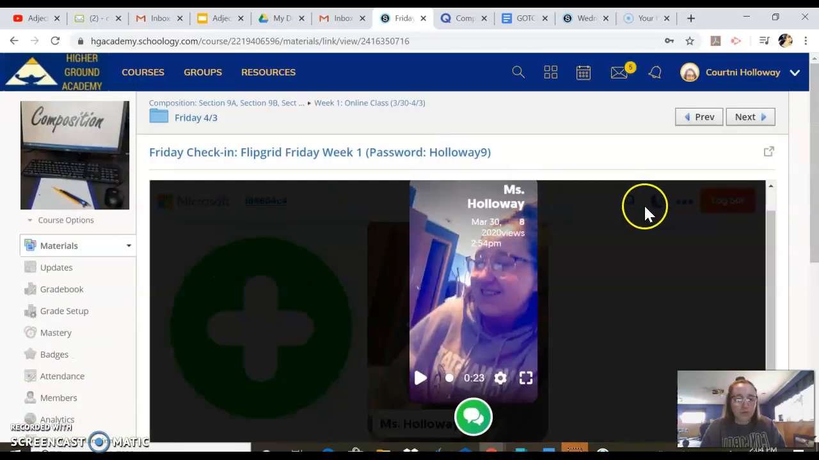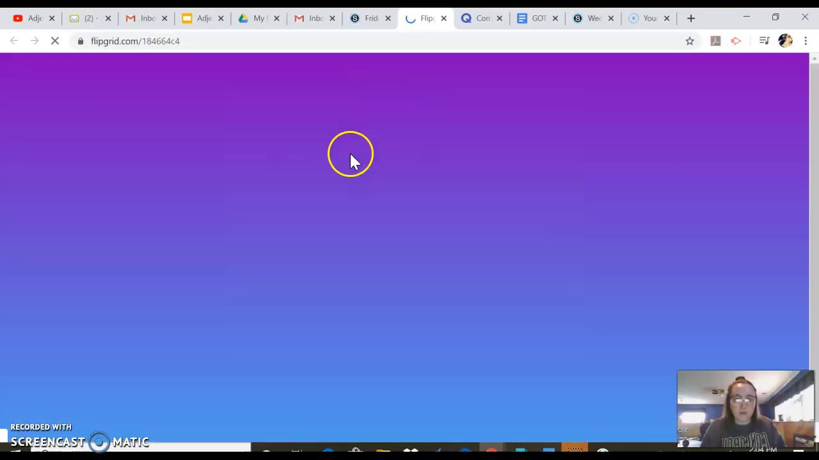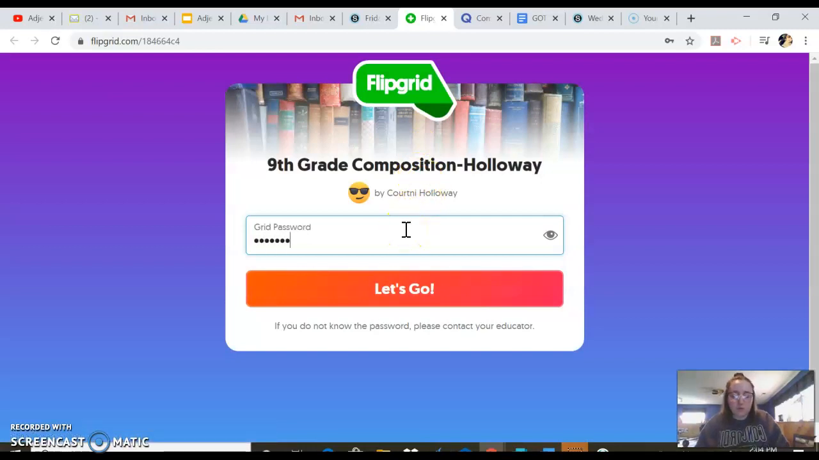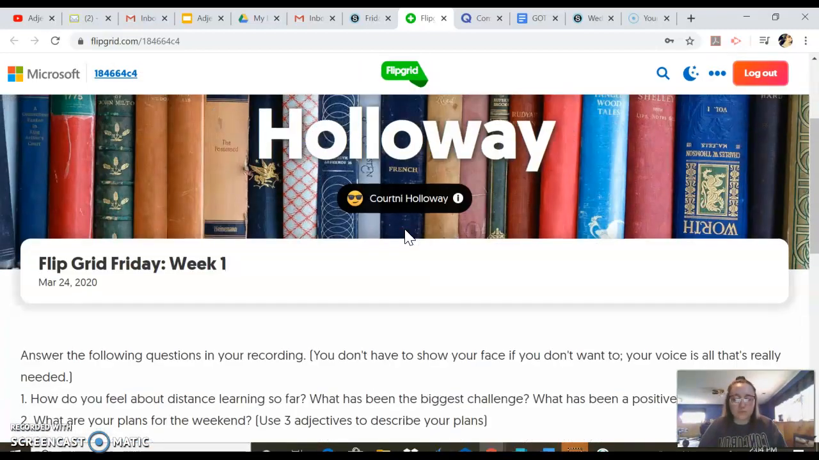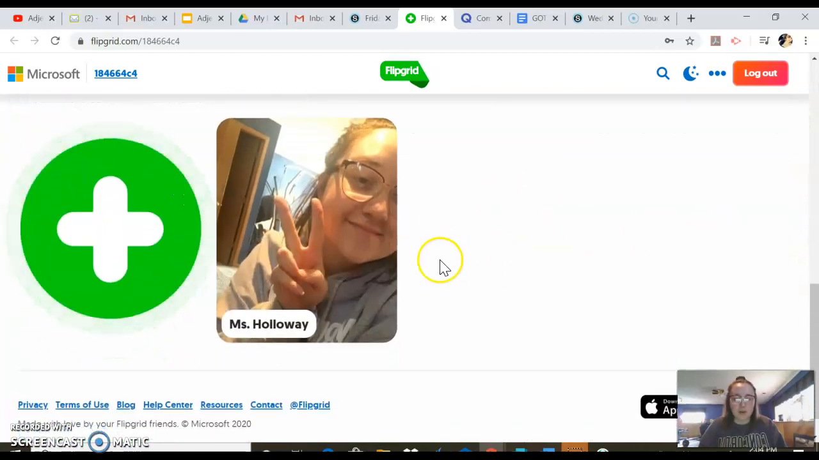And then once you post it, it will pop up right next to mine like this. It'll say Miss Holloway, Mohammed, Khalid, all these different names, and we can all look at each other's. And what's fun about this is I didn't split it up by class, so you'll be able to see everybody's. So if you have good friends in other classes that you haven't been able to talk to, you can see their Flipgrid and see their face and hear their voice. I think that's nice. I think that we need that. It's hard to just do everything behind a screen.